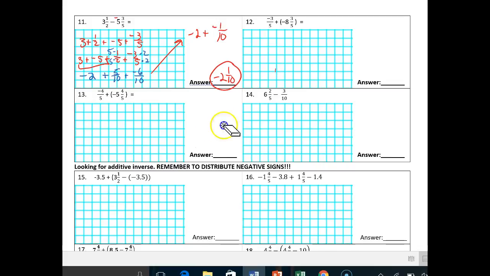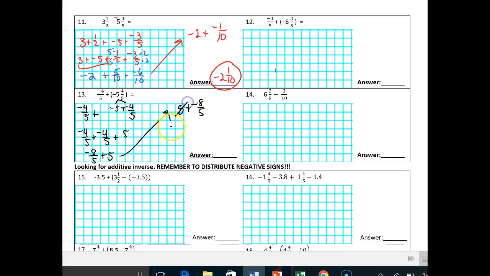Let's do number 13. So negative 4/5 plus, let's just go ahead and split this now. So this is negative 5 plus negative 4/5. All right, so let's use commutative property. So negative 4/5 plus negative 4/5 plus 5. That gives us negative 8 over 5 plus 5. Let's scoot this up here and practice borrowing. So let's use commutative property again and write it as 5 plus negative 8/5.